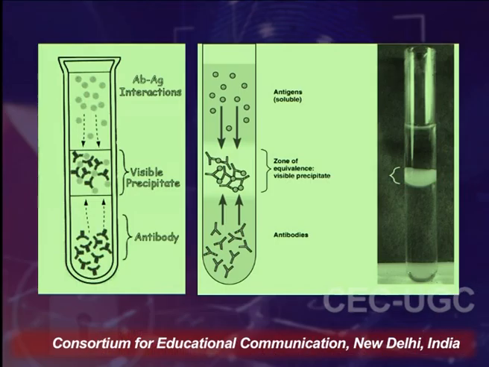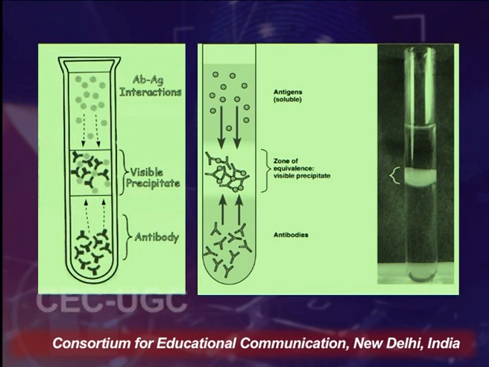So we have antibodies in the lower part of the tube, we have visible precipitates in between, and we have antigens in the upper part of the tube. The antigens are moving towards the antibodies, and the antibodies are also moving towards the antigens, and then the reaction happens in between, which is known as the zone of equivalence. As the amounts of antigen and antibodies are similar, the precipitation will be formed in between. The visible precipitate will be seen at the center of the tube, but the reactions are happening from both sides. Antibodies are going up, antigens are coming down.